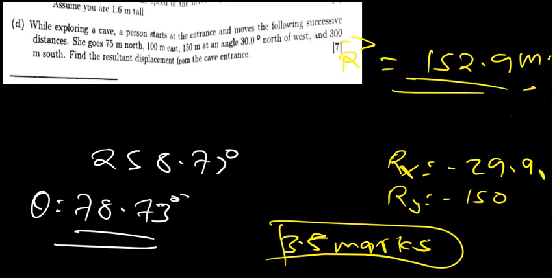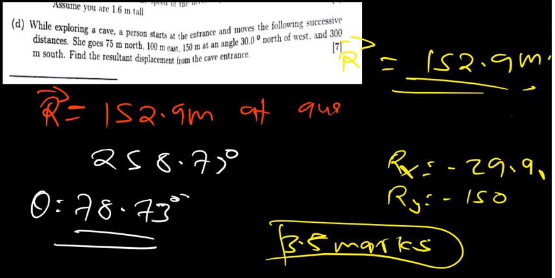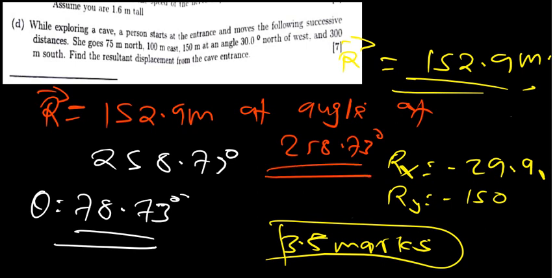So this is what you are going to say after doing everything: the resultant is equal to 152.9 meters at an angle of 258.73 degrees. What we have done so far, 7 marks, perfect, we have gotten. So the tricky part is you need to know where the angle is going to be, because the marks for the magnitude and the marks for the direction are the same. 3.5, 3.5.